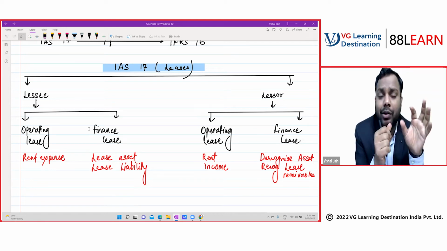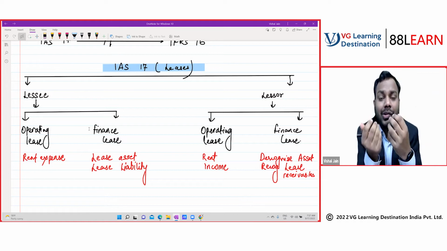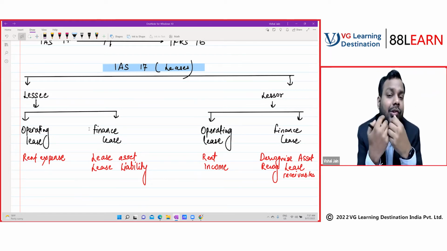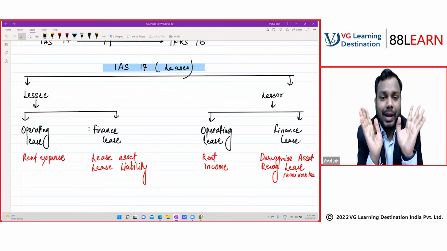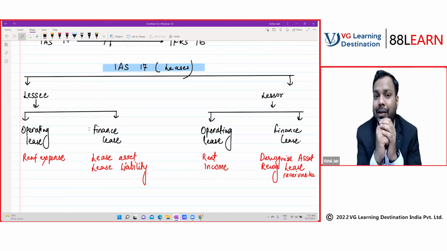Okay, if you have taken the asset on rental, then that's an operating lease. If your intention is to purchase the asset, then that's a finance lease. But the contract has been structured in a way that it is a lease contract, but your intention is a purchase. That's a finance lease. I believe you are able to differentiate between the operating lease and a finance lease.